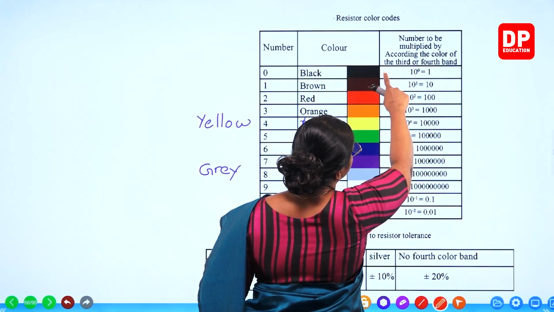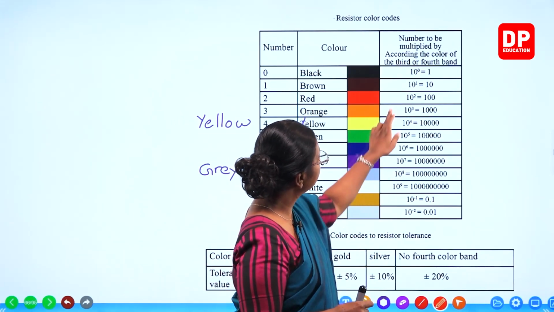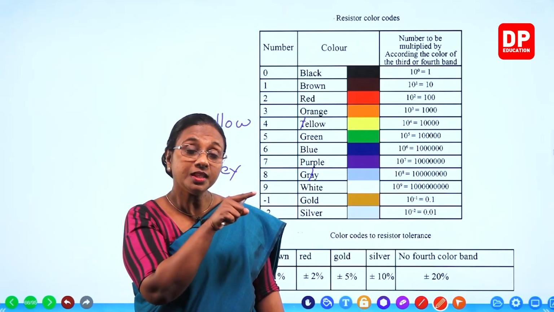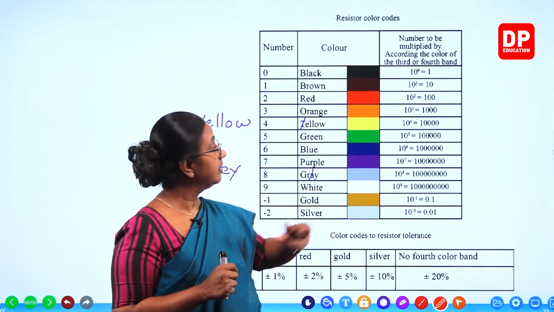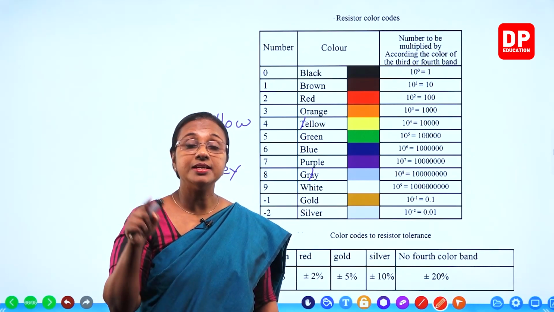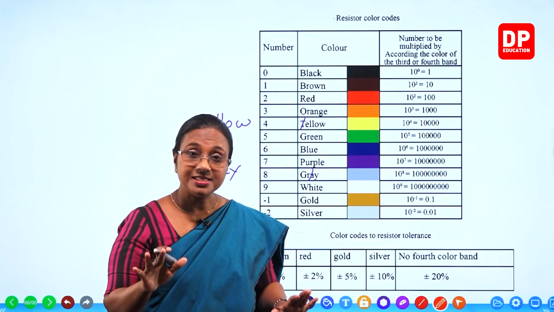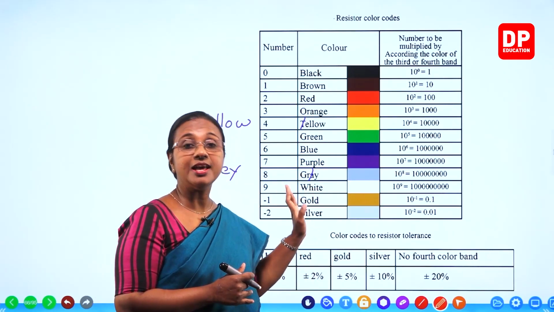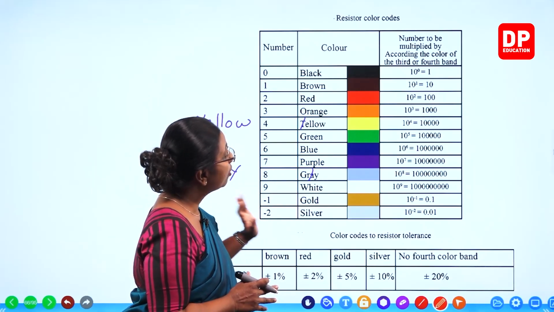Number to be multiplied according to the color of the third and fourth bands. So, here the third band, if it is red, is 10 to the power of 2. So, you need to add 2 zeros. That will be your value. Blue is 6, brown is 1, then 2 zeros. So, the value of the resistor will become 6100. That is how we calculate. As I said, now I am explaining. If you don't get it very clearly now, when I write and show you all how to do the calculation, you will understand more clearly. So, that is how we find the values.